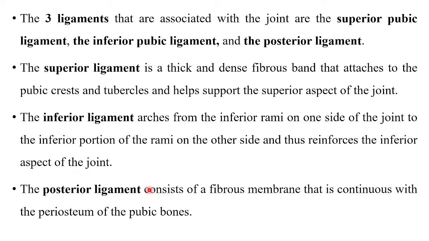The posterior ligament consists of fibrous membrane that is continuous with the periosteum of the pubic bones. The main three ligaments are the superior pubic ligament, which provides superior stability, the inferior ligament, which reinforces the inferior aspect of the joint, and the posterior ligament, which is continuous with the periosteum of the pubic bones.